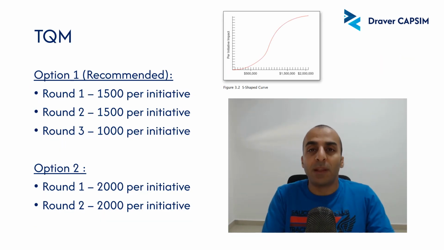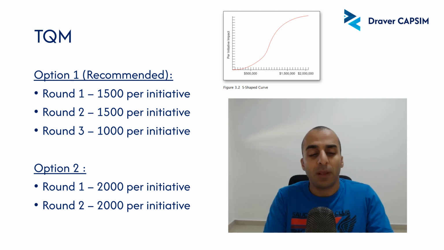After we understand the limitations, now is the time to actually plan how we are going to split the investment of the TQM. Option 1, which in my opinion is the most recommended, it's proven, and this is what I would personally do, is to invest $1.5 million per initiative for rounds 1 and 2, and in round 3 to invest the remaining 1,000. So in total, you're going to get 4,000 per initiative.